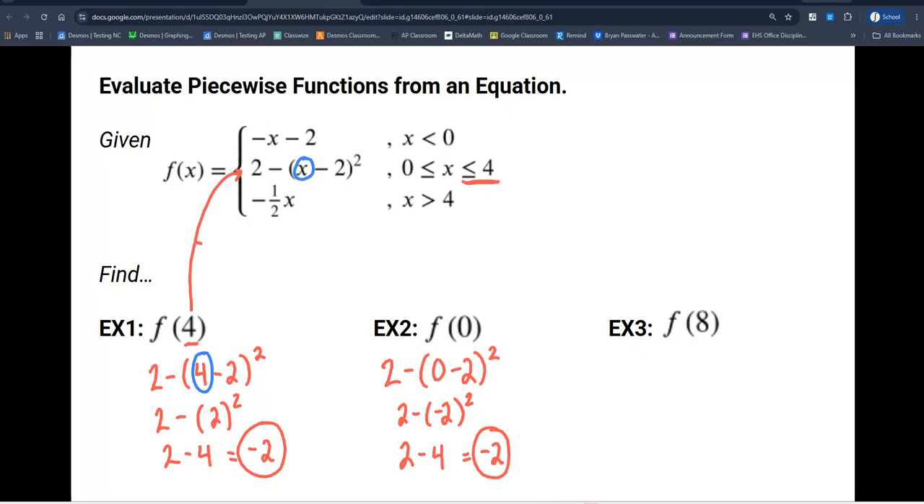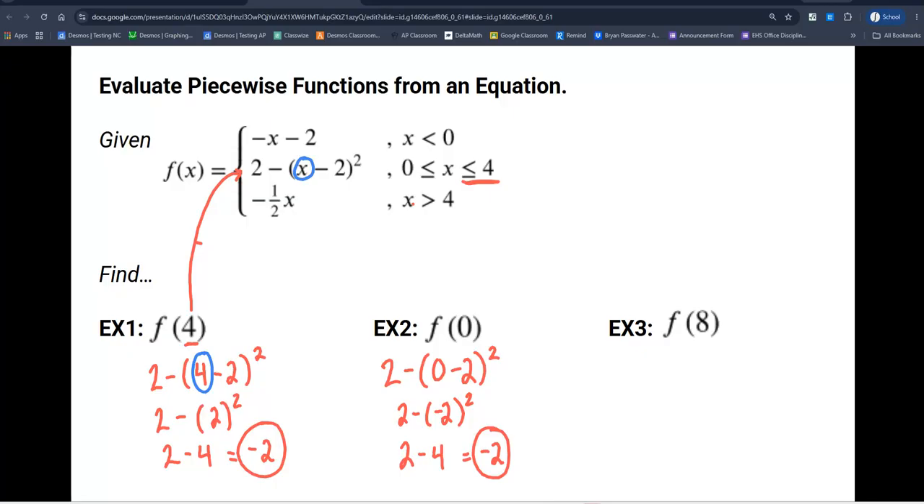Okay. Let's look at the last one. Trendon, which one should I pick for 8? Should I pick the top, the middle, or the bottom? Okay, the bottom, because this is where x is greater than 4, right? 8 is greater than 4, so we want to pick that last one.